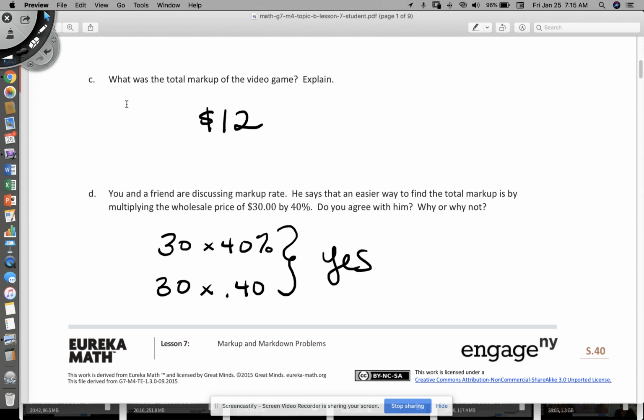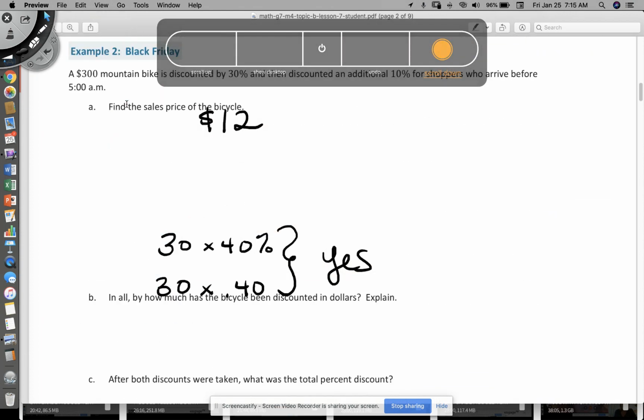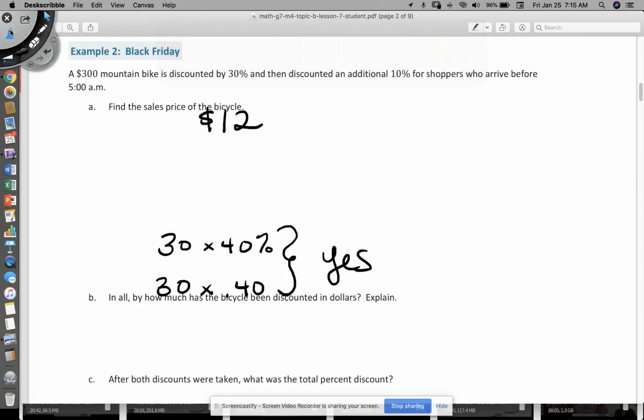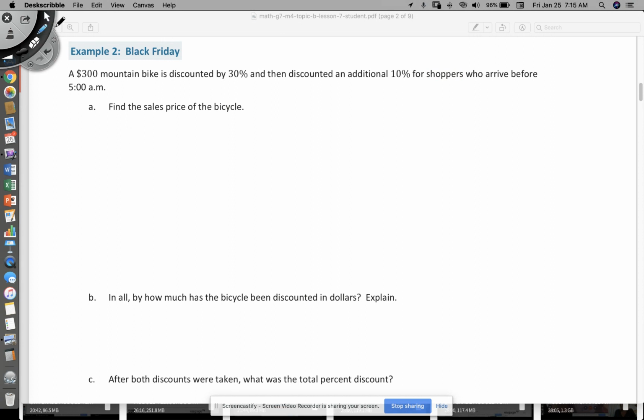All right, let's move on to the other side here. We're going to talk about Black Friday. Now, Black Friday, as we all know, are days that they very much discount items, usually around the holiday time. But sometimes you can get an extra discount if you show up at a certain time. So here we have a $300 mountain bike, okay? And it's already been discounted 30%. So everyone will get the 30% discount. But shoppers who show up before 5 a.m. get an additional 10% off.